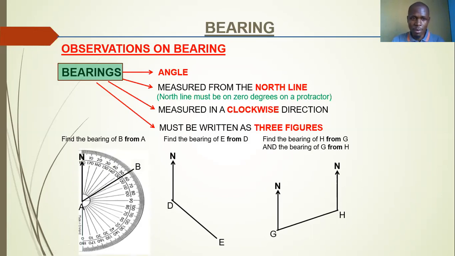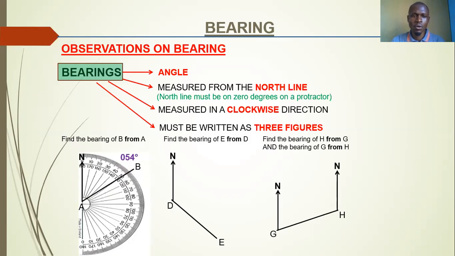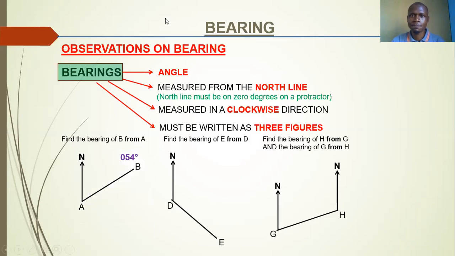Now measure from your compass clockwise. What do we have? One is that we have 54 degrees. So the bearing of B from A is 54 degrees. Can you see that?